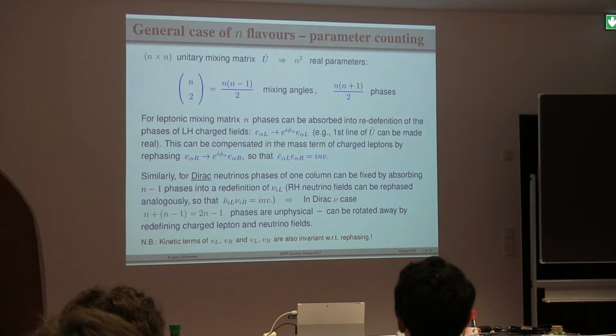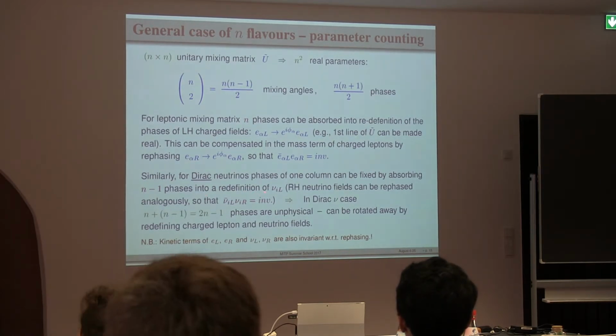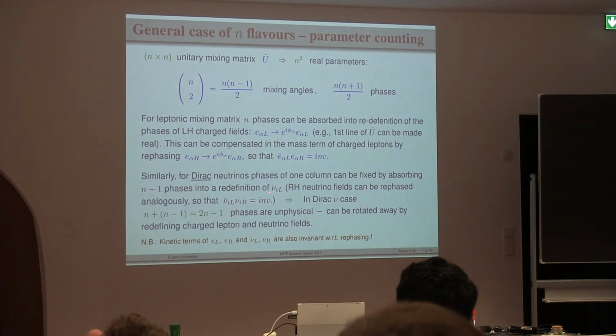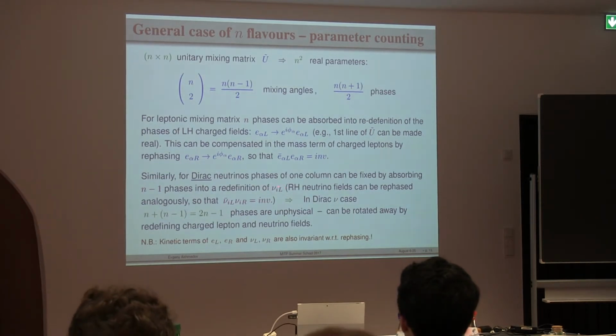Next, we can try to do this with the neutrinos. And here the situation is very different for Dirac neutrinos and for Majorana neutrinos. Let us first assume that neutrinos are Dirac particles. Then we can do something similar to them. We can transform all left-handed neutrino fields, nu i left, by some phase and eliminate not n phases from the matrix, but n minus 1.